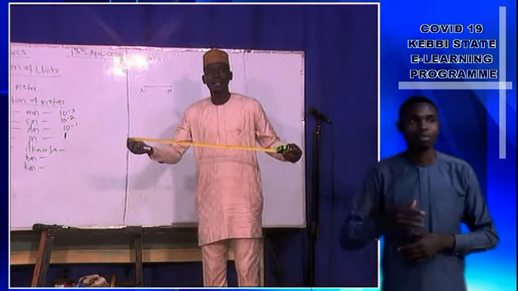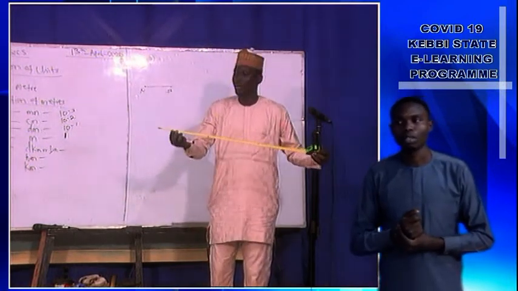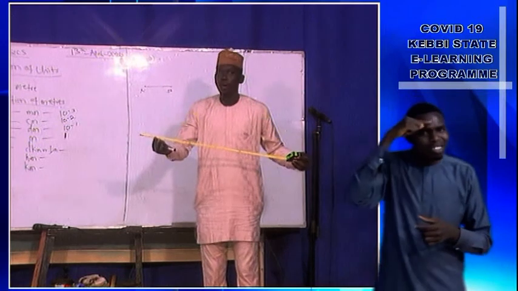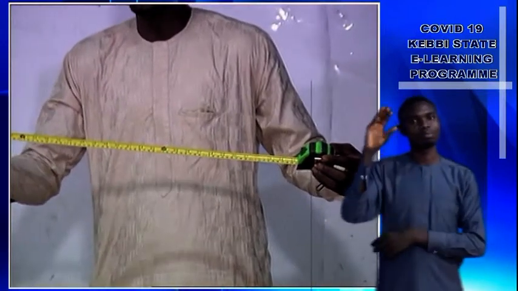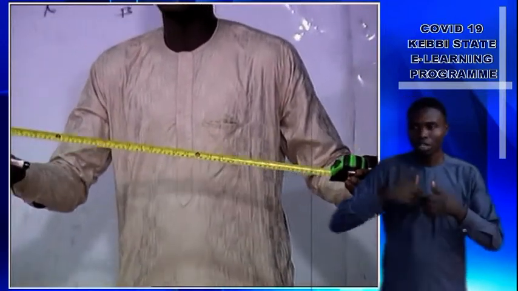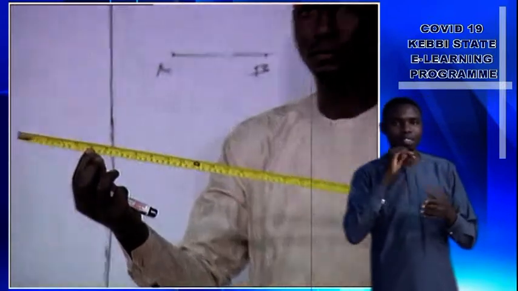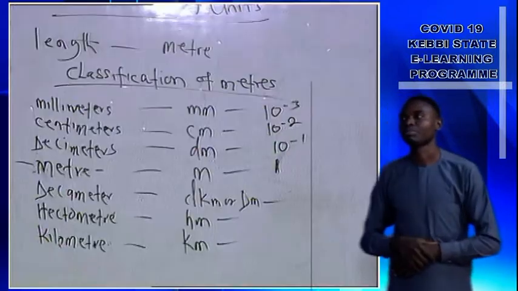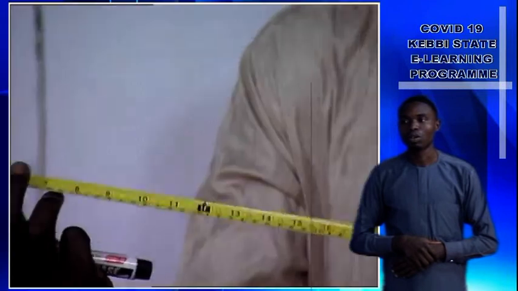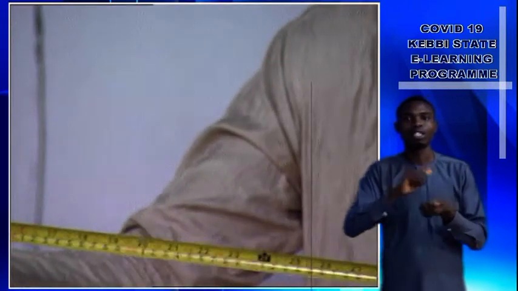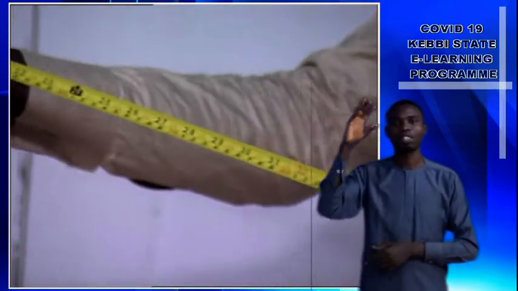Good. This black reading is reading in centimeters. From 1, 2, 3 up to 9. From 0 up to 9 is centimeters. This red one is millimeter. This red one stands for centimeter. And if we open our instrument up to 100, this 100 stands as meter.